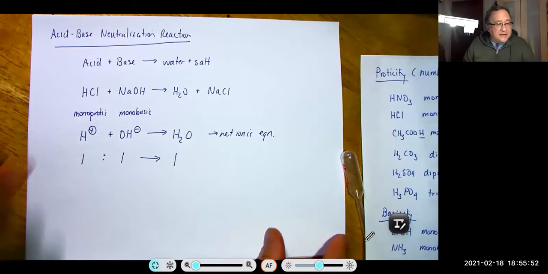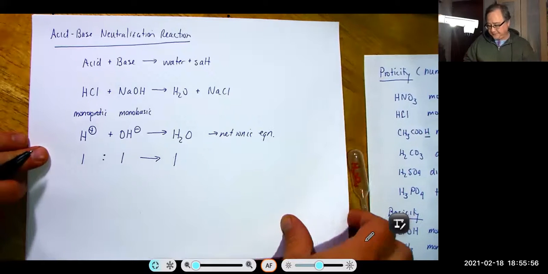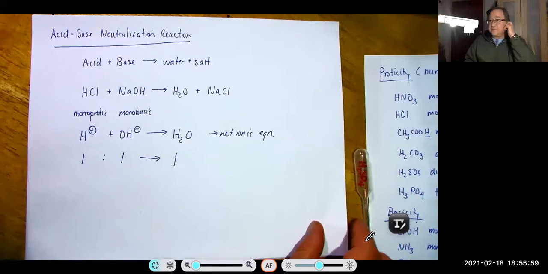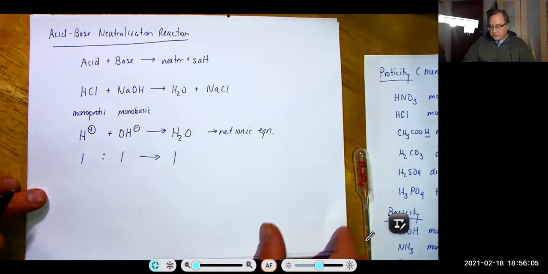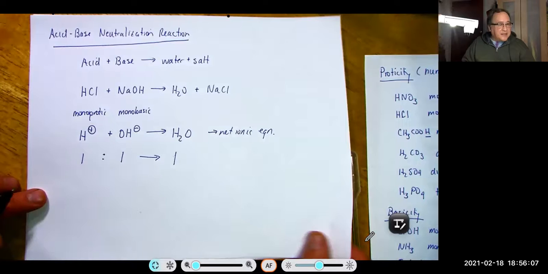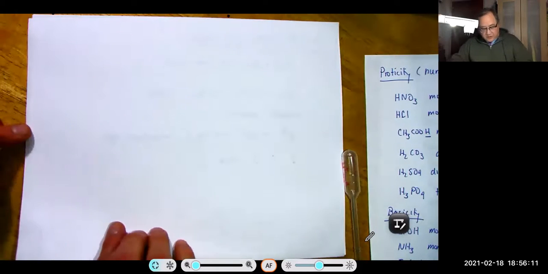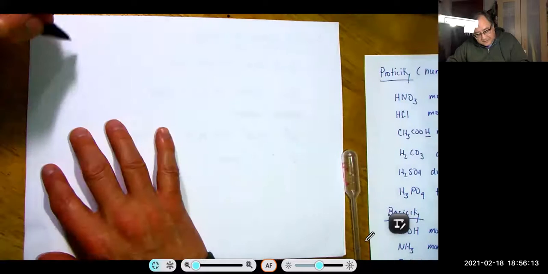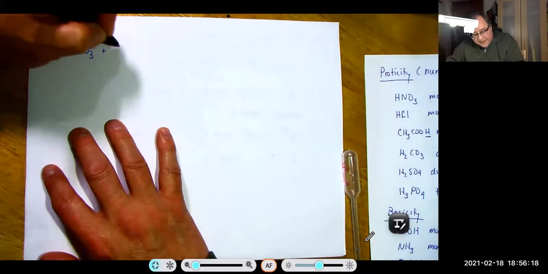We use that idea to help balance acid-base reactions. 1 to 1 to 1. So let's balance an acid-base reaction. So here's my acid. And here's my base.